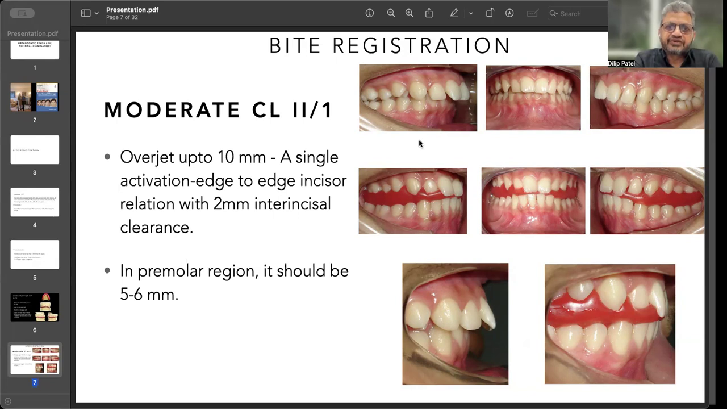In a moderate class 2 division 1, where the overjet is up to 10 millimeters and a moderate deep bite, a single activation, edge to edge incisor relationship with 2 millimeters of incisor clearance should be maintained. Where it is 10 millimeters or less than 10 millimeters, you can advance the mandible up to edge to edge, keeping the interincisor clearance about 2 millimeters. And in the premolar region, it should be 5 to 6 millimeters in the first premolar region.